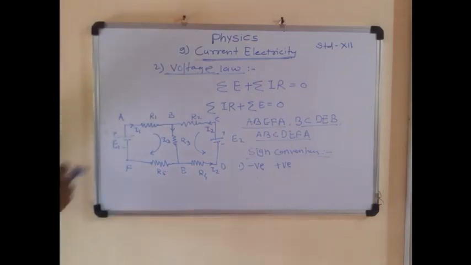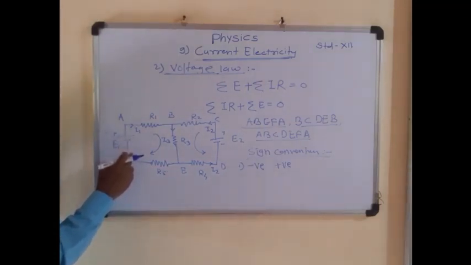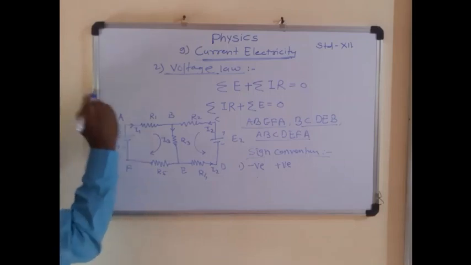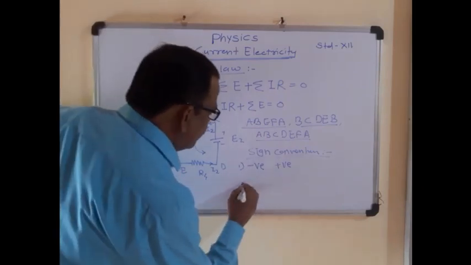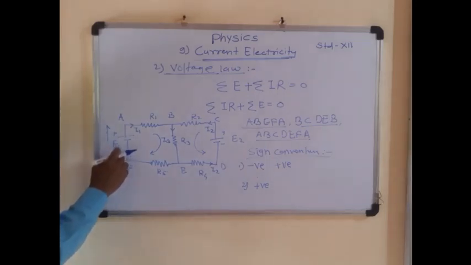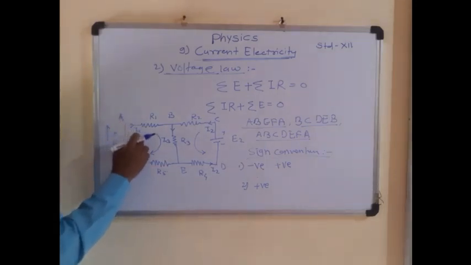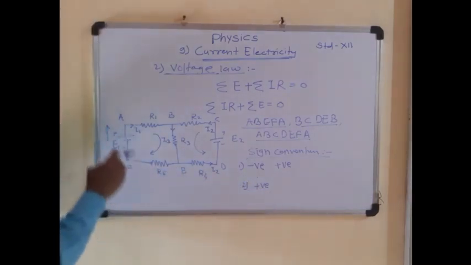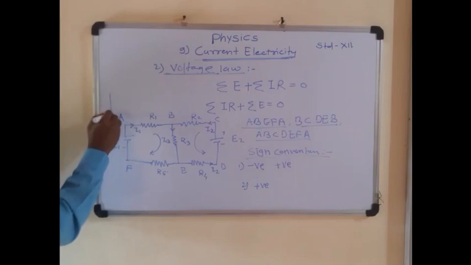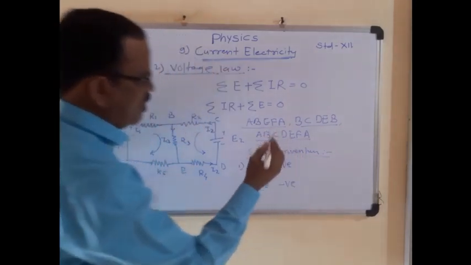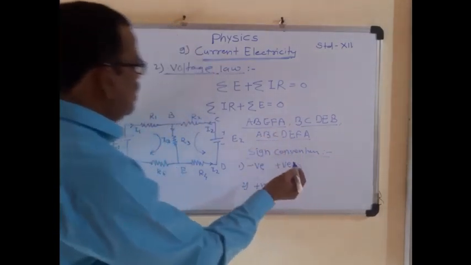Next, the electromotive force for which current flows from the negative terminal to the positive terminal in the source is taken as positive. Second sign convention: the current flowing from the negative terminal of the cell to the positive terminal in the direction of electric current is taken as positive, while if the current flows from the positive terminal of the source to the negative terminal, it is taken as negative. With the help of these two sign conventions, we write the equation.